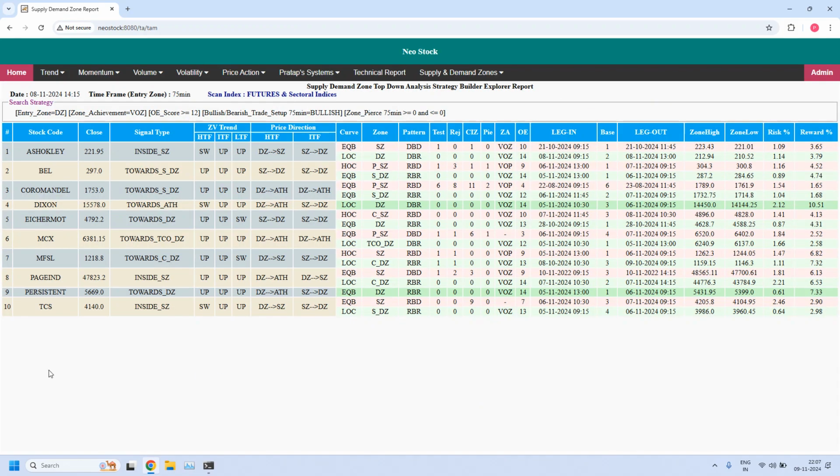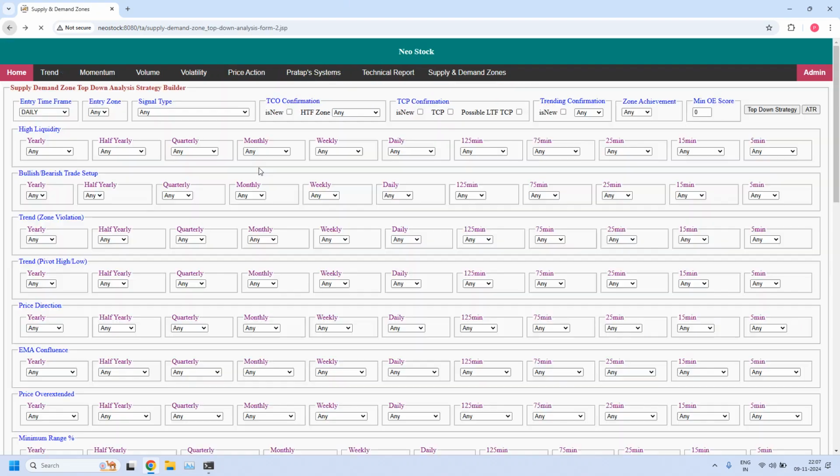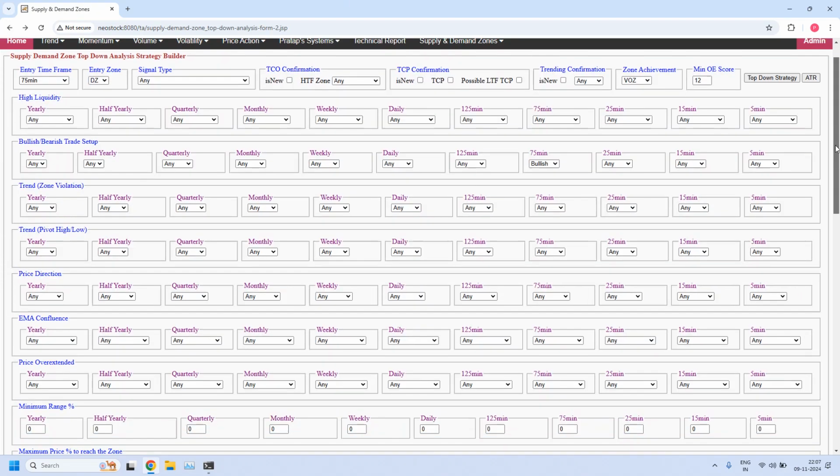We got 10 stocks. So these 10 stocks are supporting bullish trade setup for weekly income trade. That is entry time frame and zone, 75 minutes demand zones. All these 75 minutes demand zones for all these 10 stocks are the entry zones for bullish trade setup for weekly income trade. But out of these 10, there could be high probability supported stocks available. Let's find them based on LTF and ITF demand zone confluence.